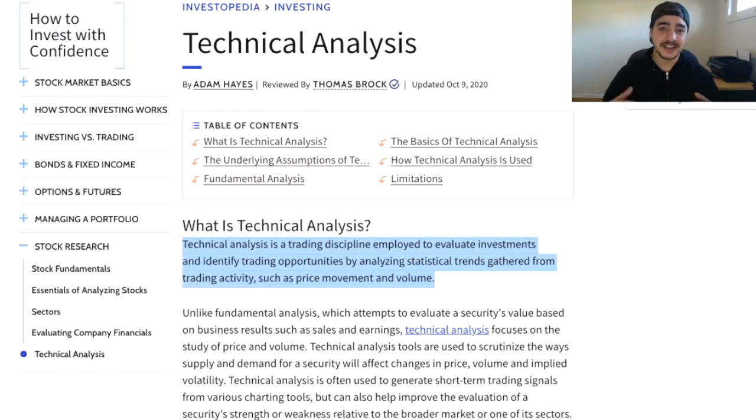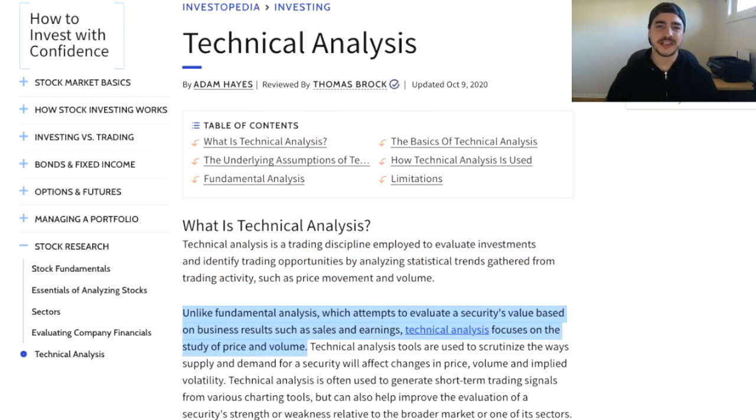Technical analysis tries to identify trading opportunities using info on price movement, volume, and other price action metrics. Unlike fundamental analysis, which tries to analyze the intrinsic value of a company and a stock, technical analysis focuses on the study of price action and volume. And now, let's do some technical analysis on Amazon.